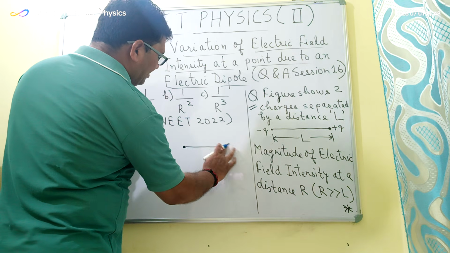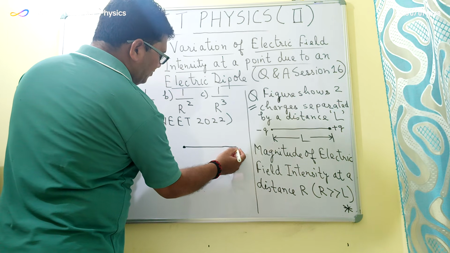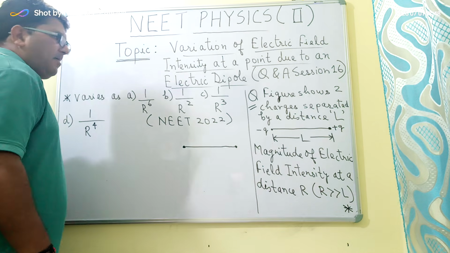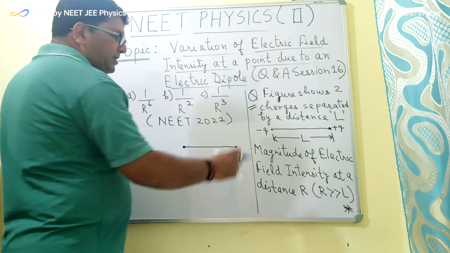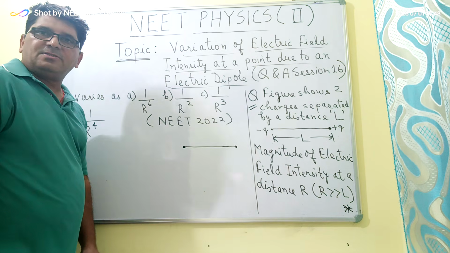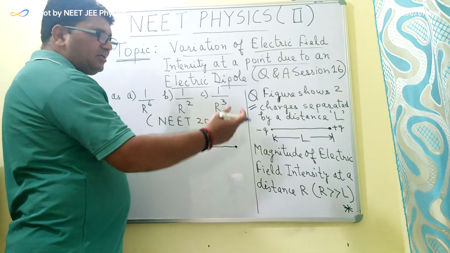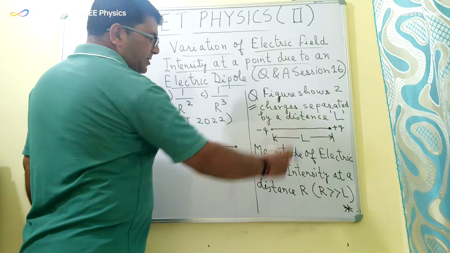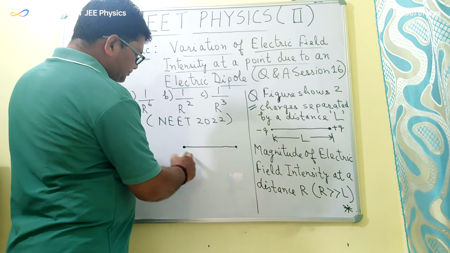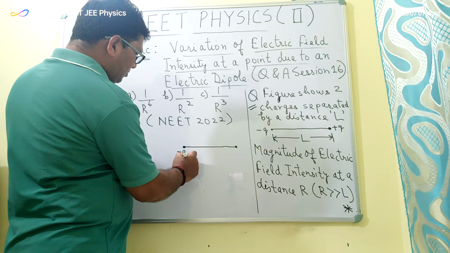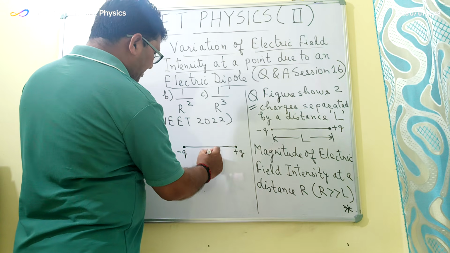Now this is a dipole here. A dipole is basically a system of two charges which are separated by a small distance, and the magnitude of both the charges are the same, but one of them is a negative charge and the other one is a positive charge. So this is a dipole which is separated by a distance L. So let us say this is a dipole here, minus Q, and this is a plus Q, and this is separated by a distance L.